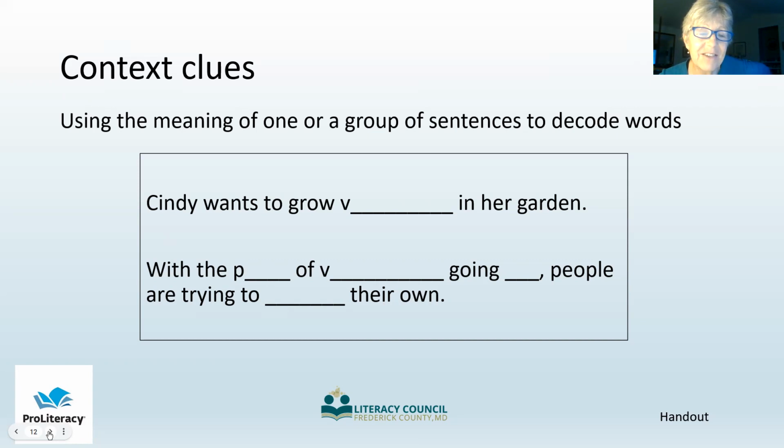Go ahead. Cindy wants to grow violets in her garden. Perfect. Yay. Continue. Okay, I need another volunteer for the second sentence. Think about the fact that the first one could have been vegetables also. That would probably be better than violets, but I did happen to like violets. Vegetables, I like that too. I can go. Good. Okay, go. With the price of vegetables going higher, people are trying to grow their own. Yes, good. I mean, you know, the price of violets going up would be really amazing too, but vegetables is better for this example.